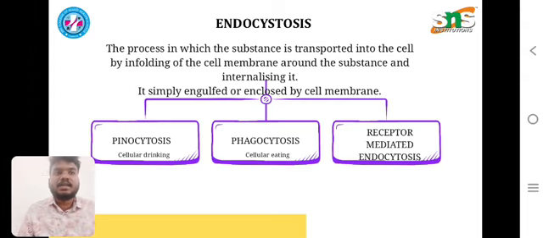Phagocytosis means cellular eating. For example, white blood cells eating the bacteria, whereas pinocytosis means cellular drinking. Here the cell takes in liquid, and receptor-mediated endocytosis is very specific actually. Only the selected molecules enter the cell using receptors.